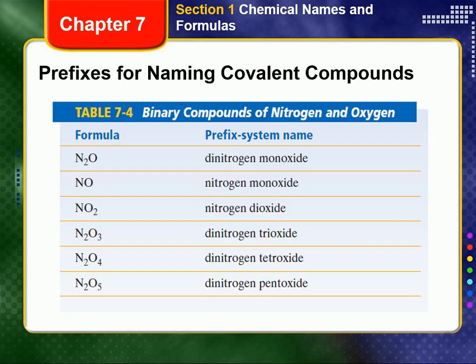The prefix system is illustrated further in Table 7-4 on page 213 of your text or on the screen now, and it lists the names of the 6 oxides of nitrogen. Note the application of Rule 1, for example, in the name nitrogen dioxide for NO2. No prefix is needed for nitrogen because only 1 atom of nitrogen, which is the less electronegative element, is present in a molecule of NO2. On the other hand, the prefix di in dioxide is needed according to Rule 2 to indicate the presence of 2 atoms of the more electronegative element, oxygen. Take a moment to review the prefixes in the other names in Table 7-4.